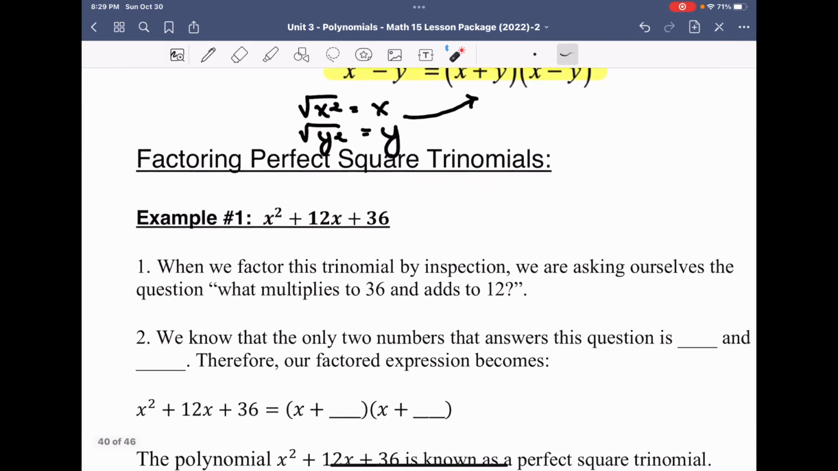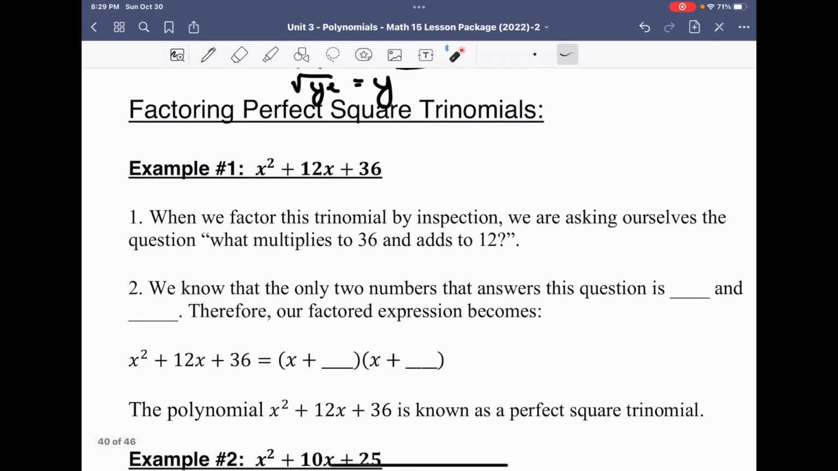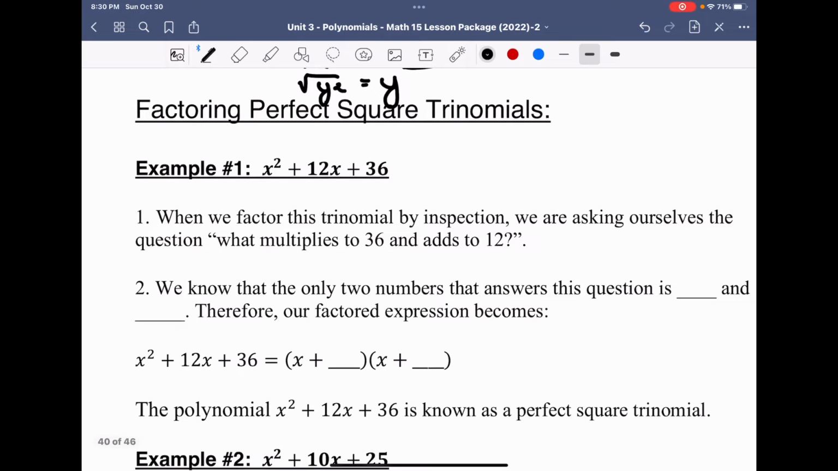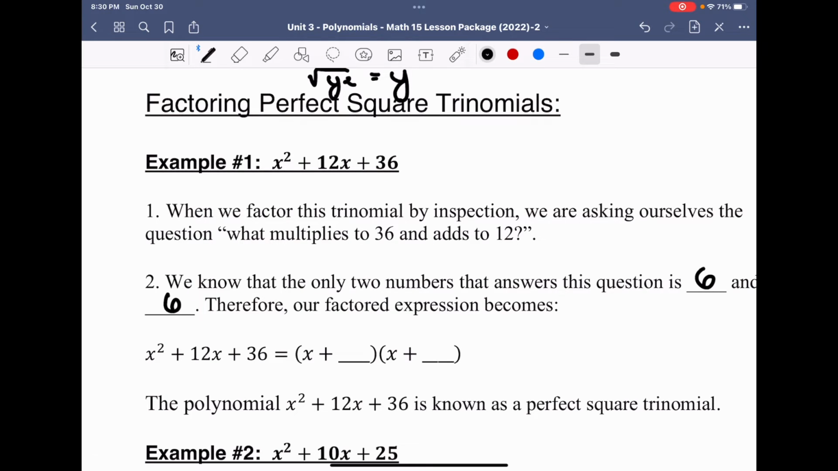All right, now we're going to shift a little bit and look at factoring perfect square trinomials. So rather than a difference of squares, now we have a traditional looking trinomial, like an example like this, but we're going to get something specific as a result. When we factor this trinomial by inspection, we're asking ourselves, what multiplies to make 36, the outside number, and what adds to make 12, the middle number? The two numbers that will do this for us are 6 and 6.